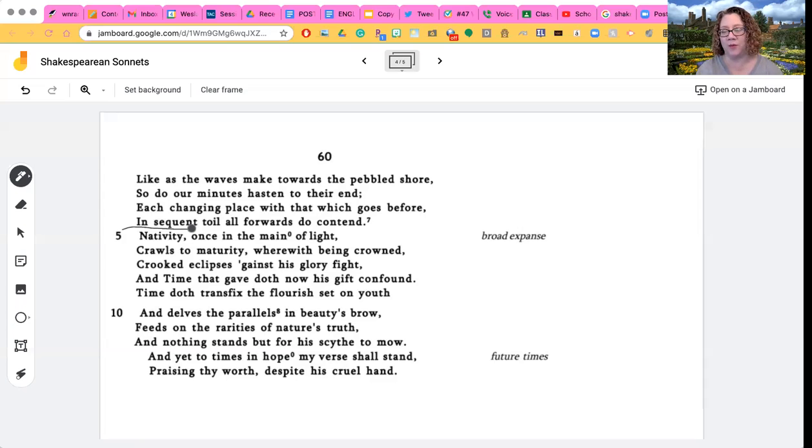We can't do anything about that. We can't do anything about time. We can't do anything about the waves. The waves gradually eating at the shore, and the minutes gradually eating at our lives. That's depressing for a Thursday morning.